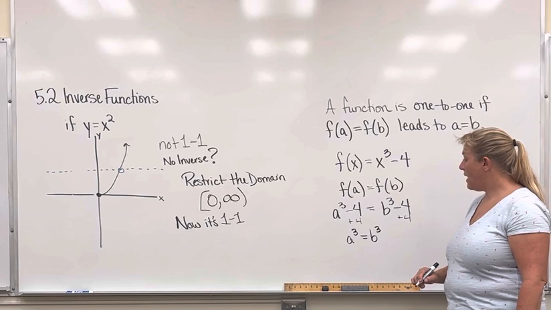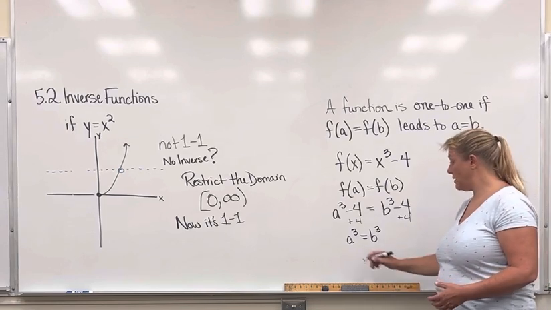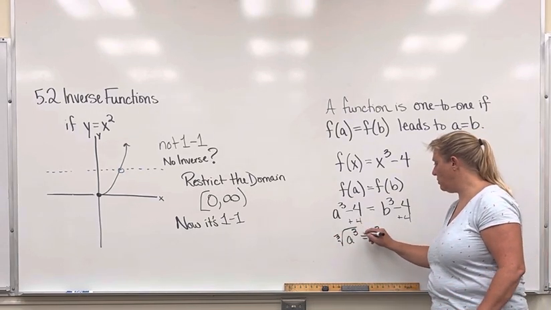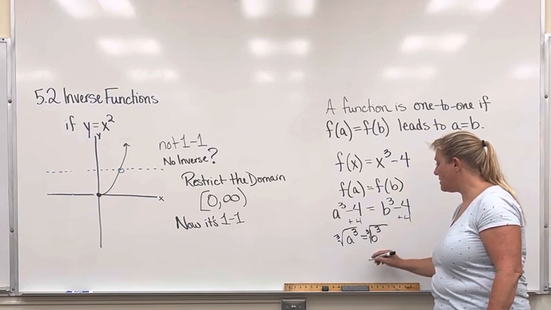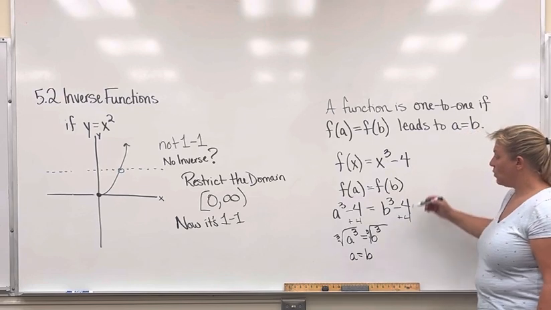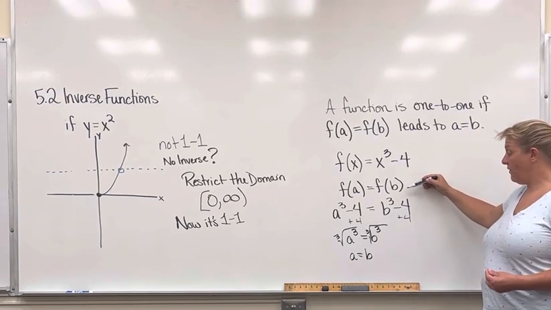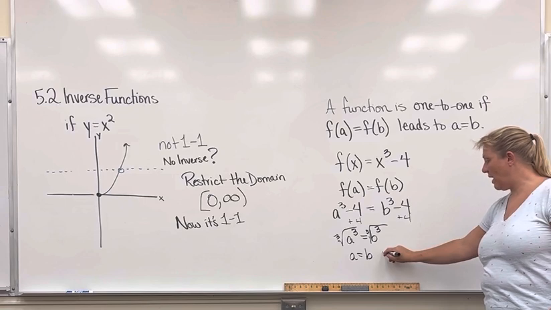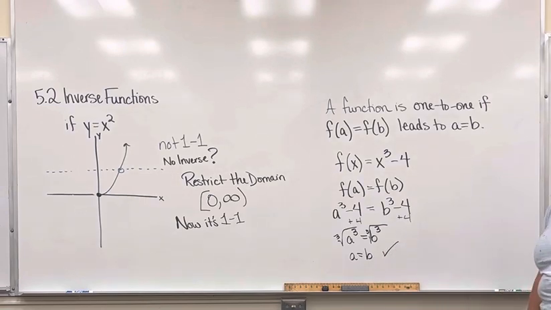And now can we take the cube root of both sides? Sure. So take the cube root of both sides, and now we end up with A equals B. So we started out with f of A equals f of B, and ding, ding, ding, we end up with A equals B in the long run.